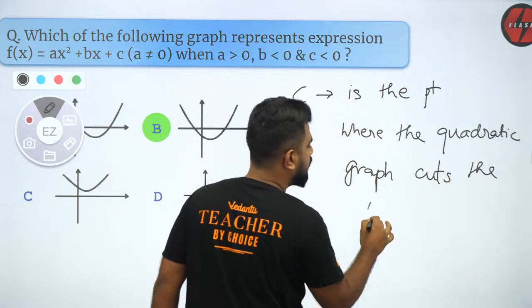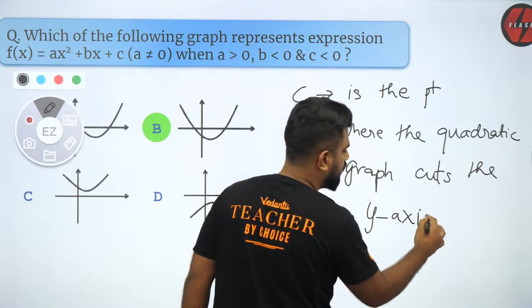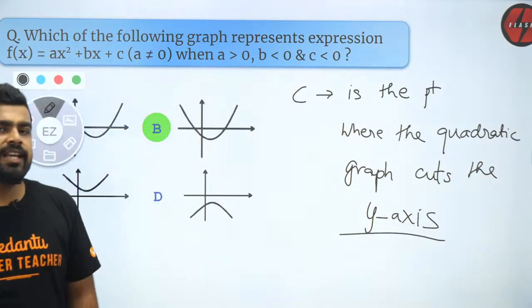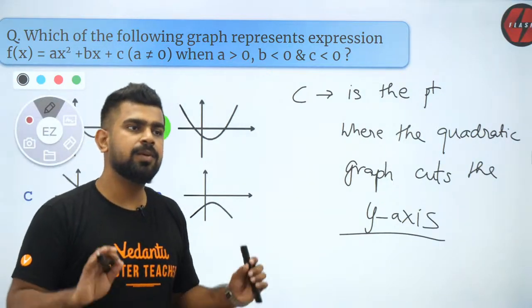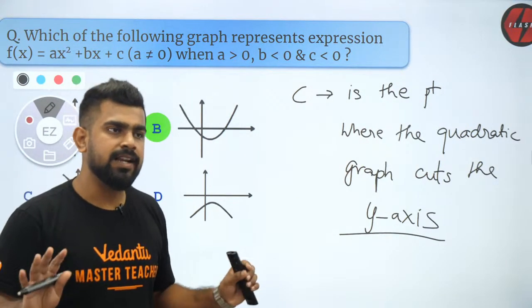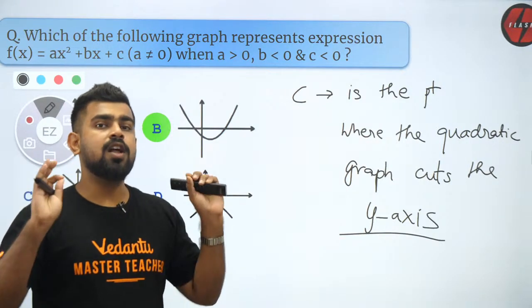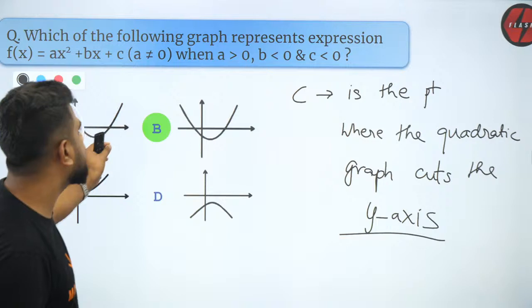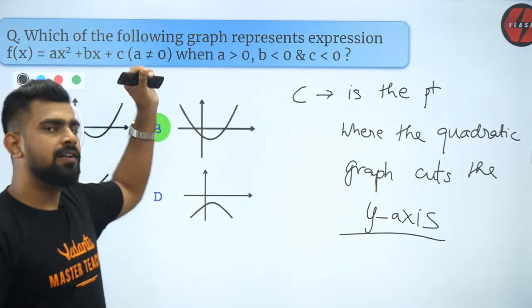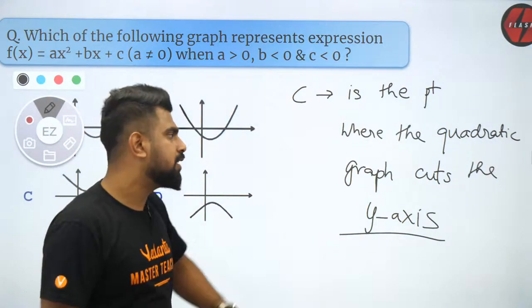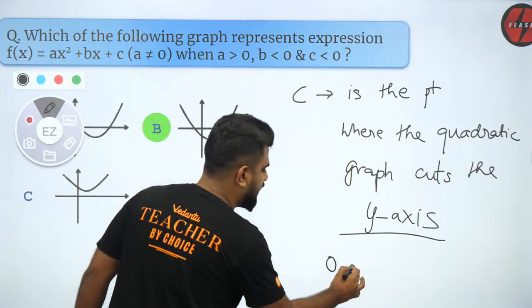Are you all clear with it? Are you all clear? Everybody? Simple? Done now? For a quadratic graph, Dharani, if you have ax square plus bx plus c, the point where it cuts the y-axis will be 0, c.